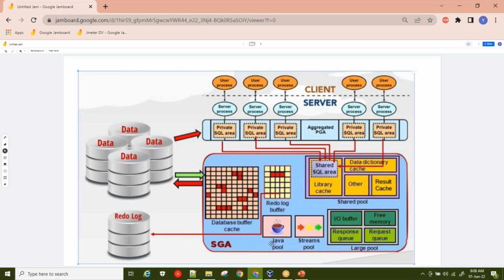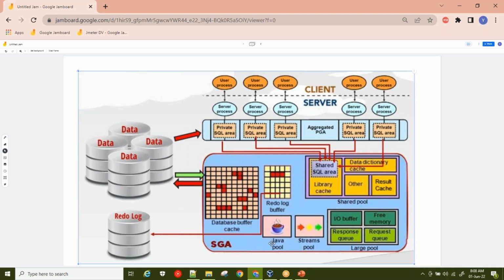And here we can also understand a few of the functionalities, like the redo logs. What are these redo logs, and why are they used? What is the database buffer cache? All of those we will understand in detail, one by one.